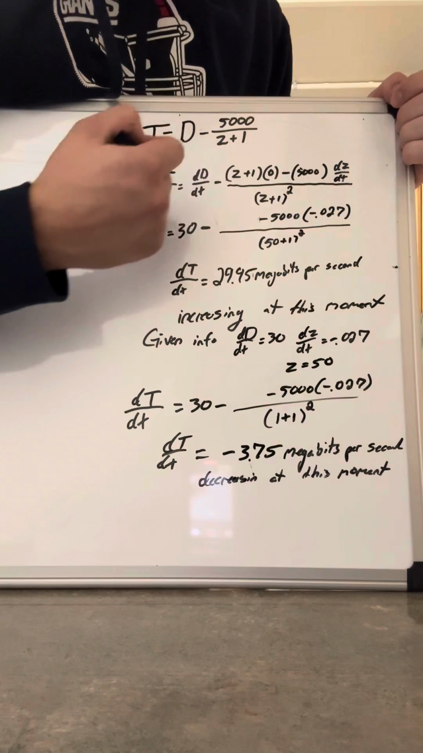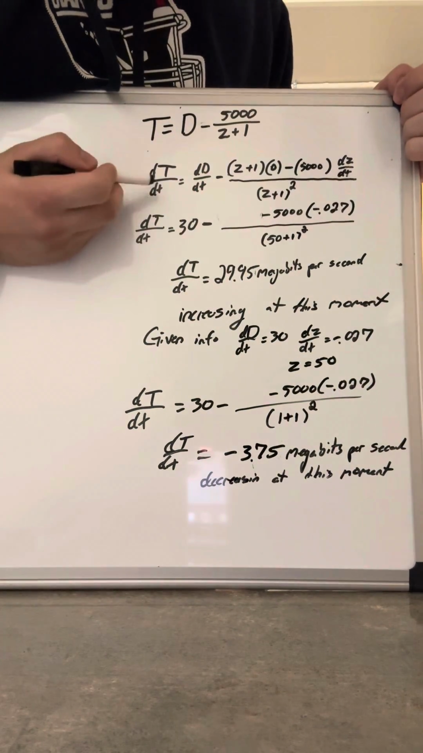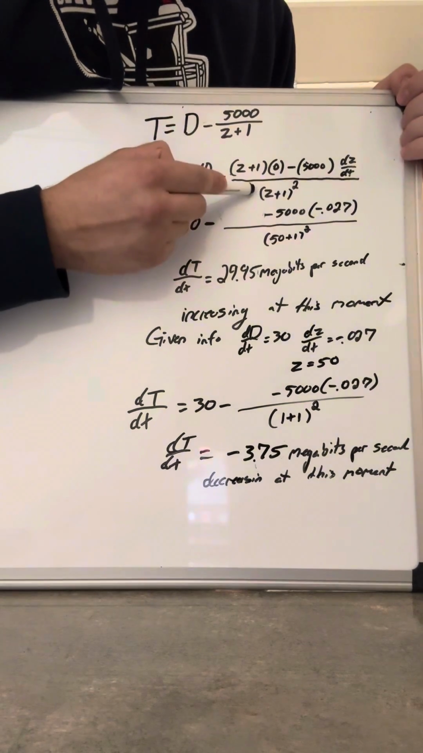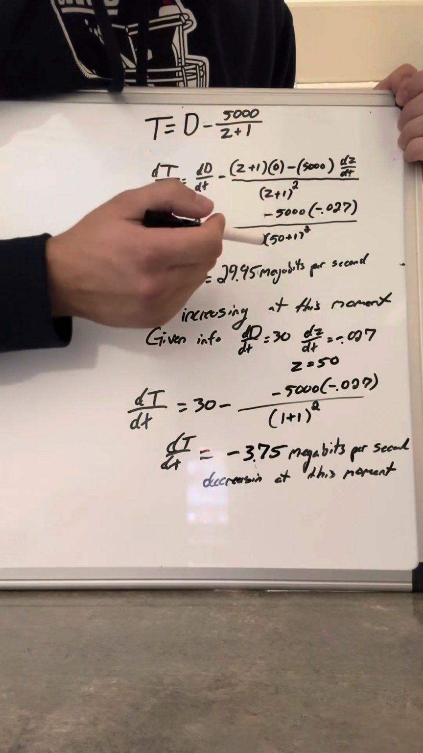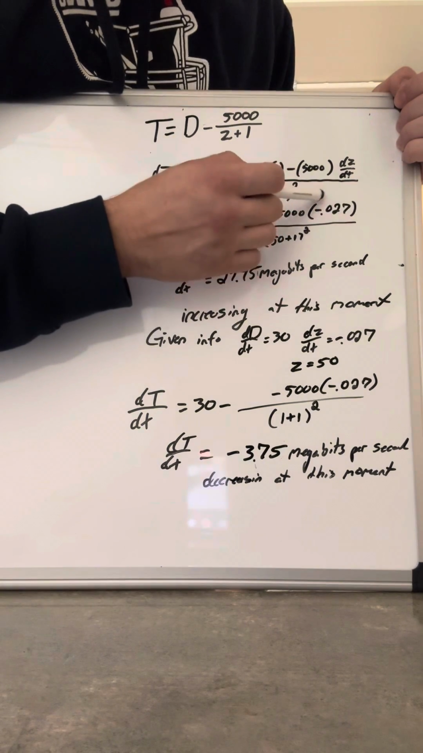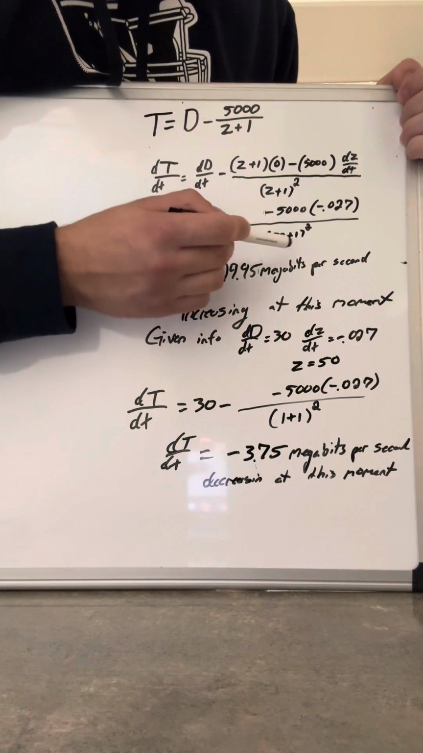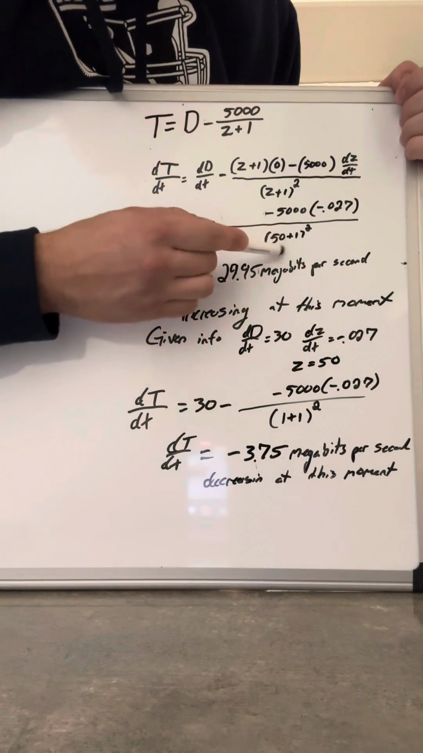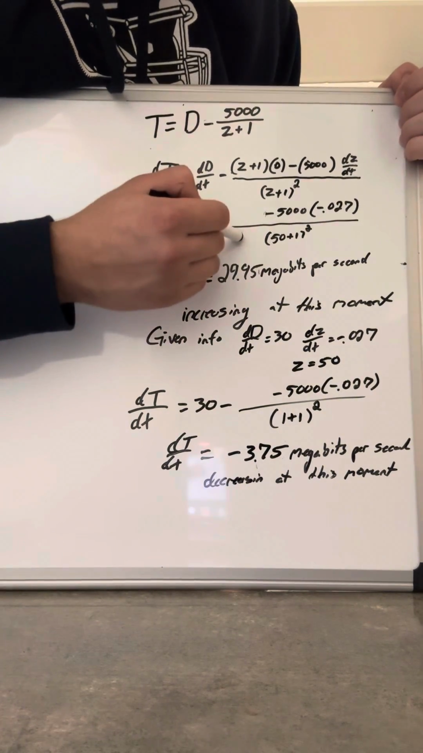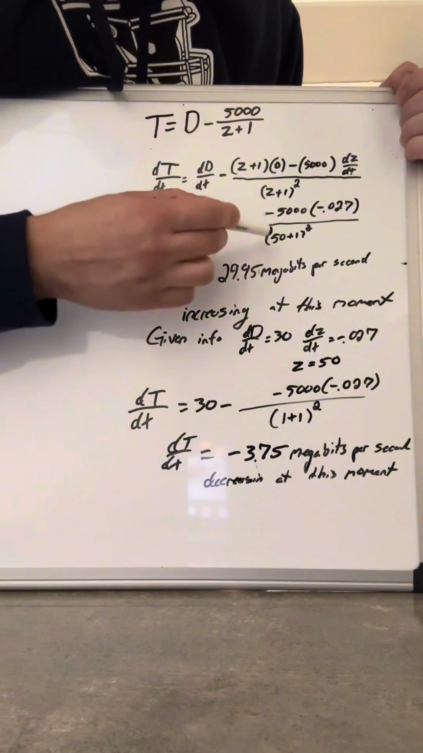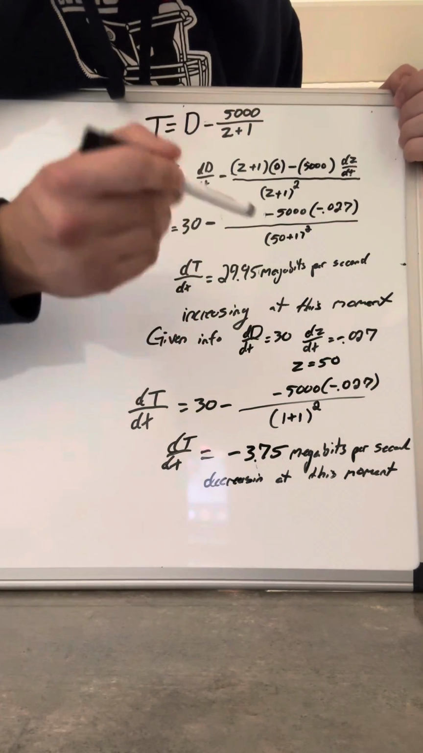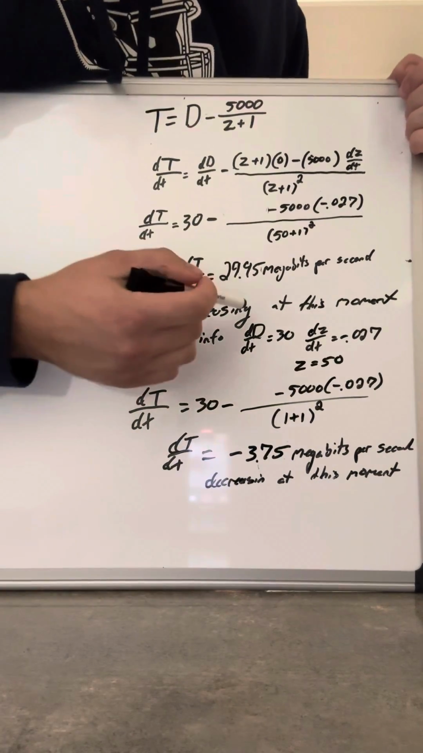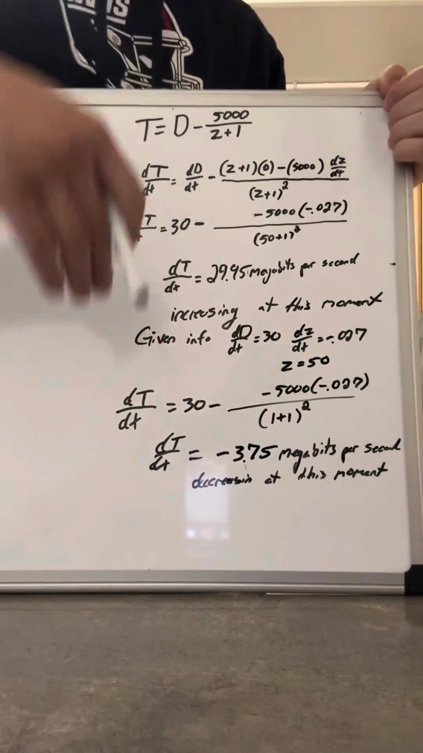So in order to find this, first you have to do chain rule for these parts because it's in respect to time. And then for this part, you have to do the quotient rule, which leaves you with negative 5,000 times negative 0.027 over z plus this squared, which z is 50 in this case, 30 minus this in order to find the change. And at 50, it was 29.95 megabits per second, and it's increasing at this moment because the number is positive.